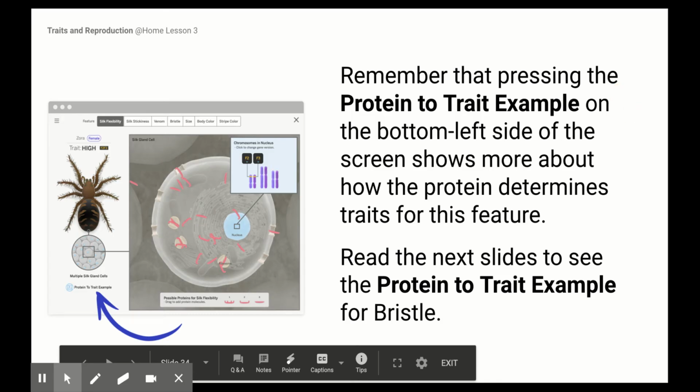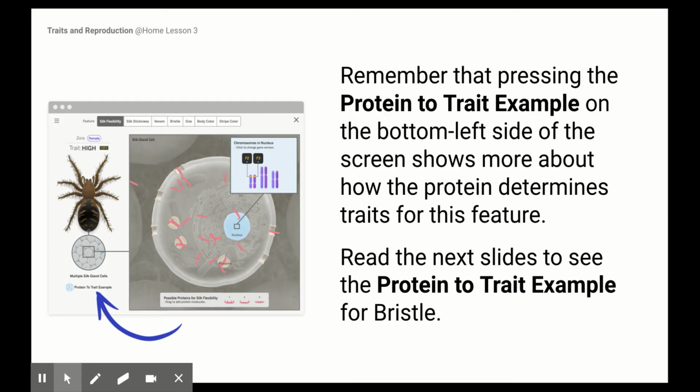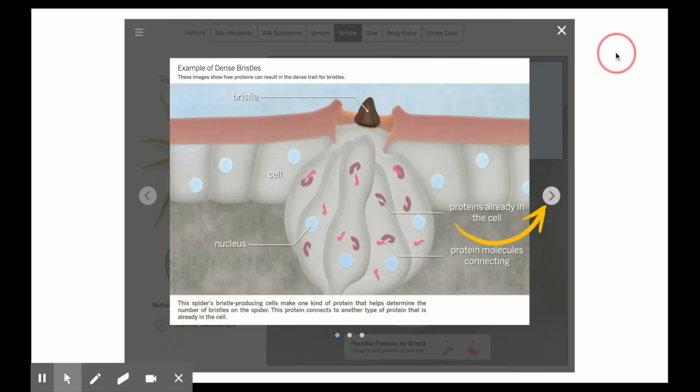So remember that pressing the protein to trait example on the bottom left side of the screen shows more about how the protein determines traits for the feature. We're going to read the next slides to see the protein to trait example for bristle. And so here's an example of a bristle, or if we want to look at it like it's hair that comes out of a spider.